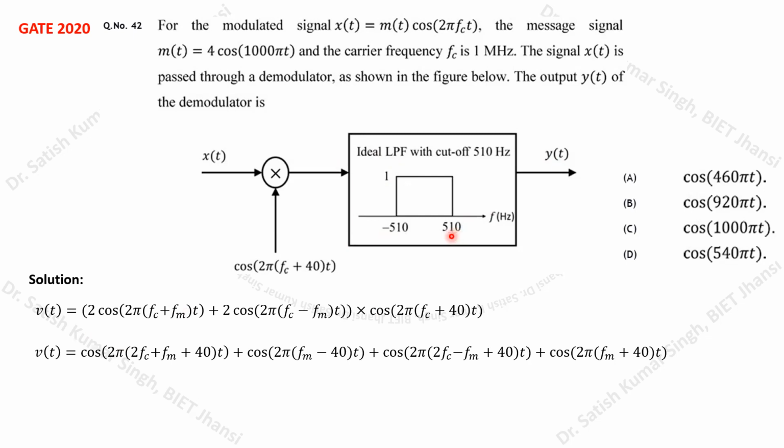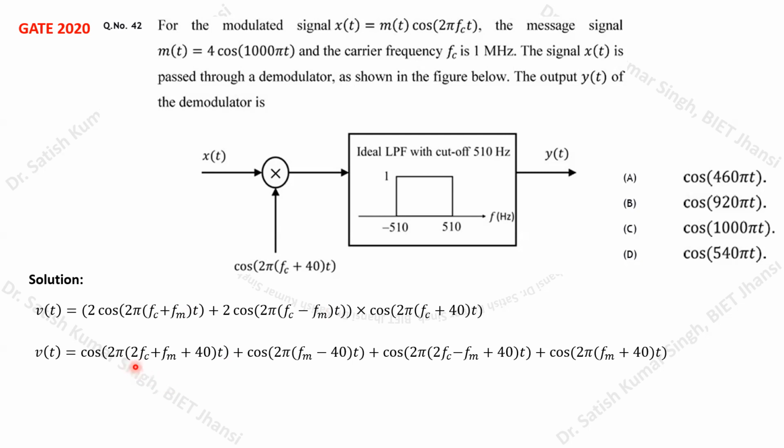Because the cutoff frequency of this low pass filter is 510 Hertz, we have to remember that after passing through this filter, all the signals having frequency components greater than 510 Hertz will be rejected by the filter. So all those signals will be rejected. So we have to find out which components have frequency greater than 510 Hertz.